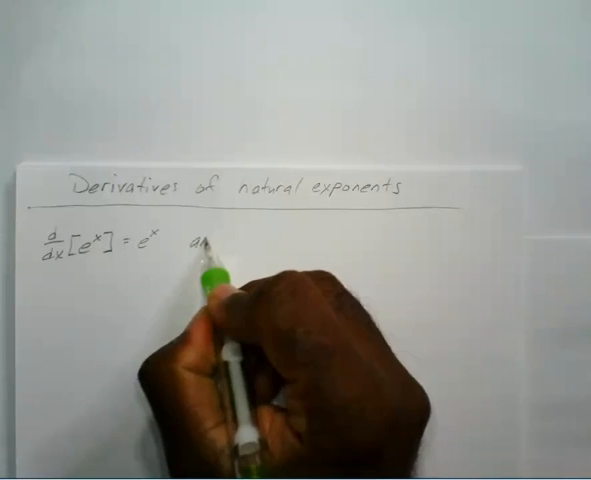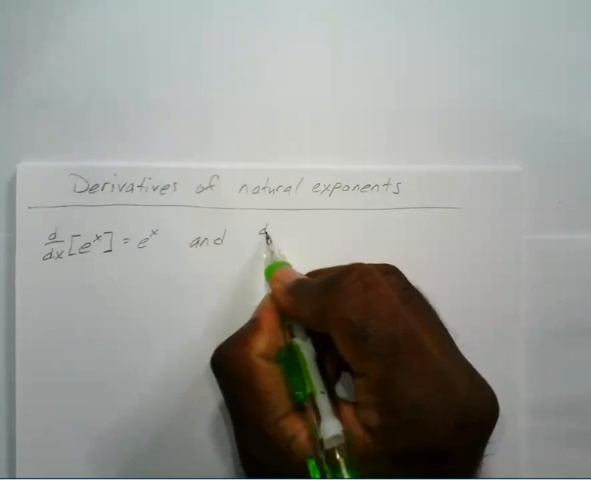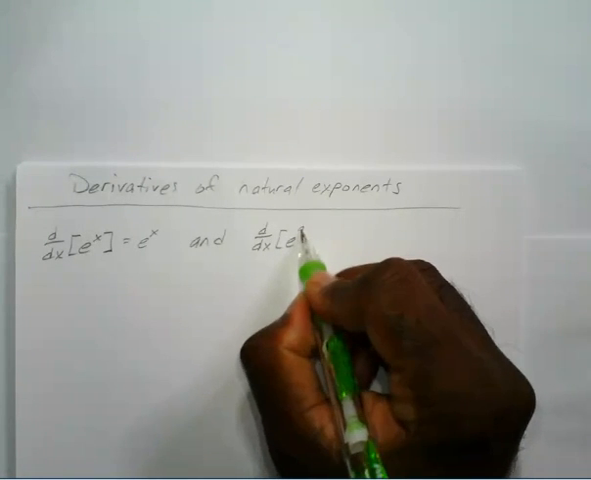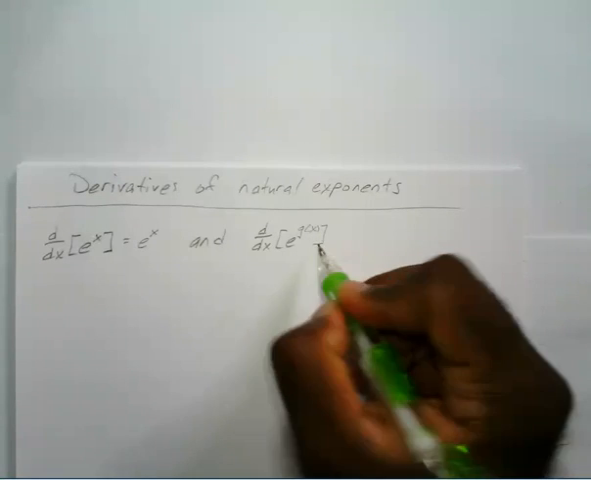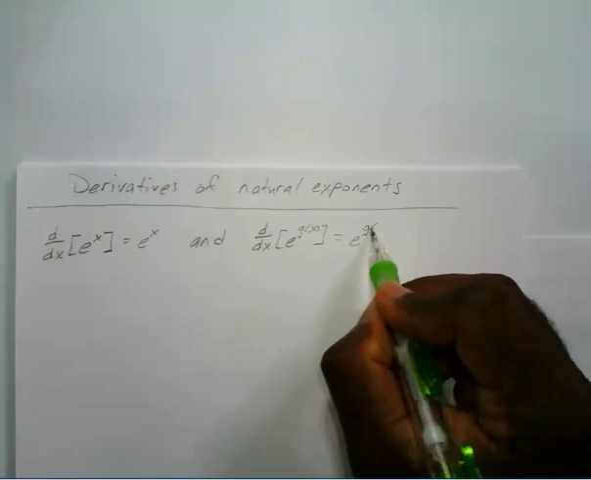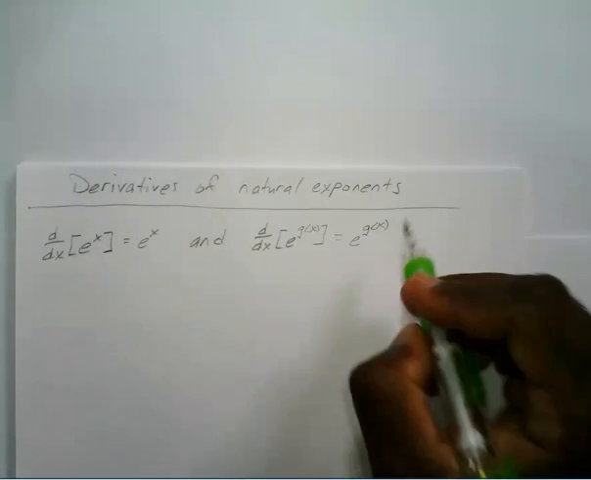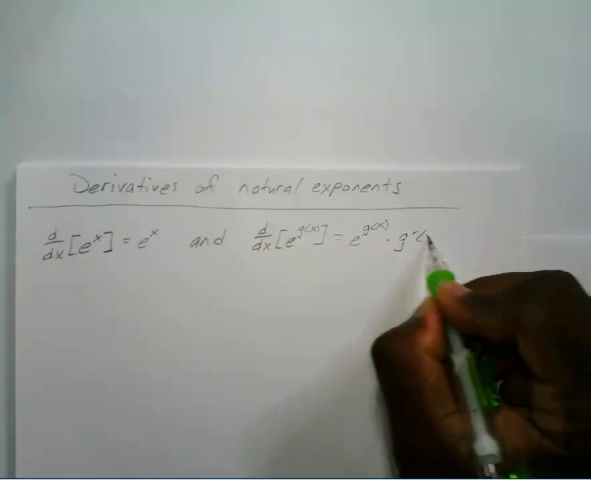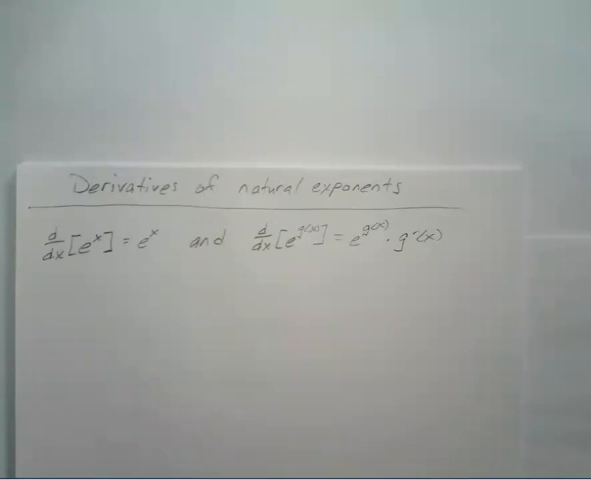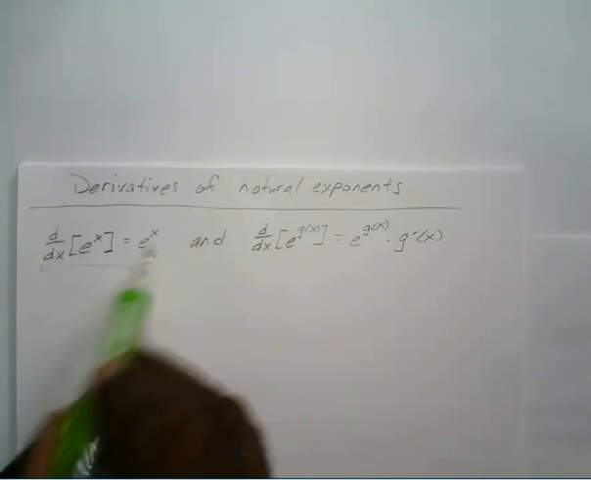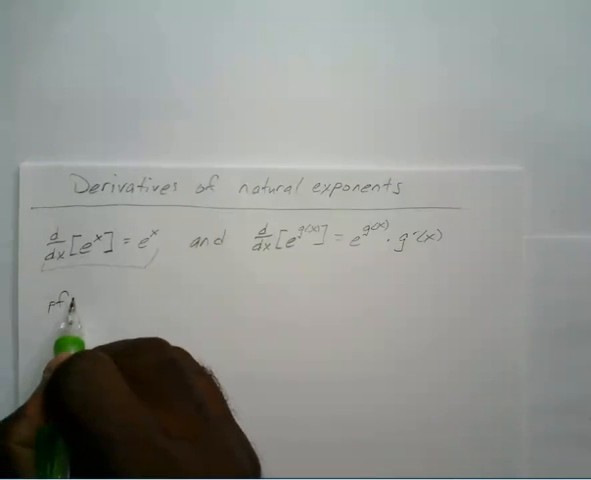And the derivative of e to the power of a function of x is just e to the power of that function of x times the derivative of that function. Alright, so we'll do a quick proof of this first one. The second one isn't too far off.